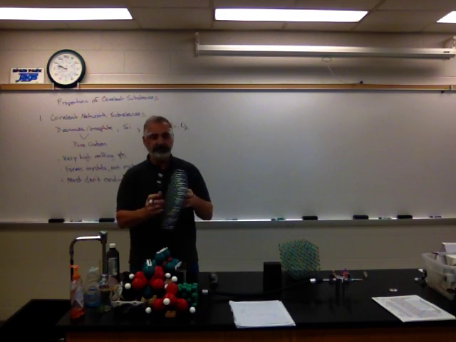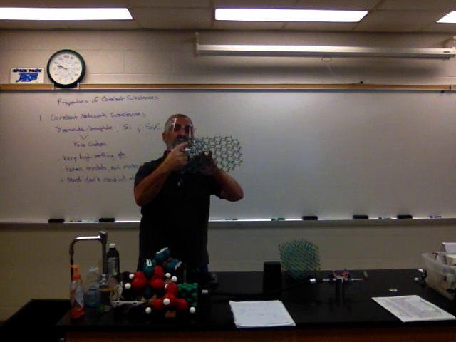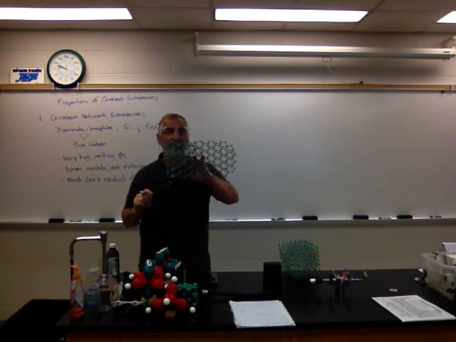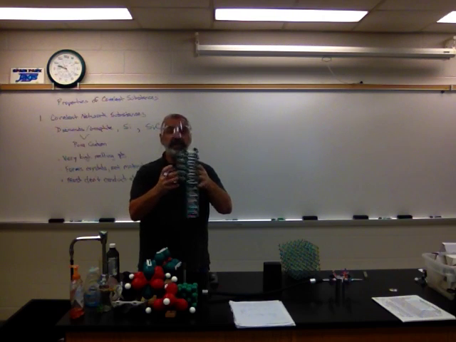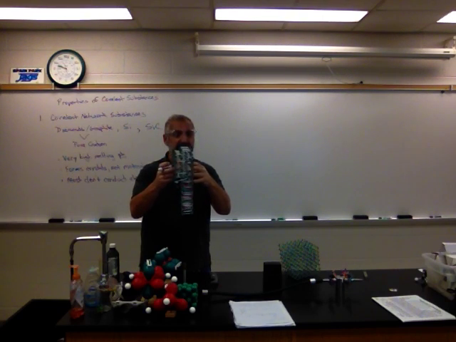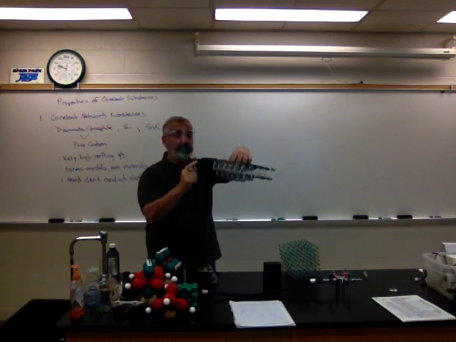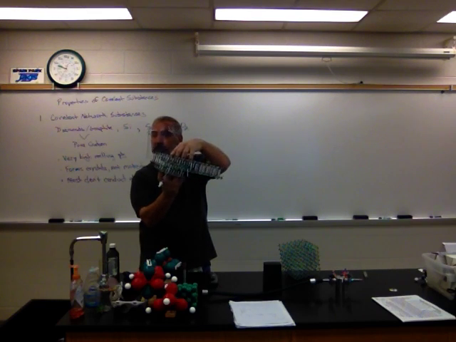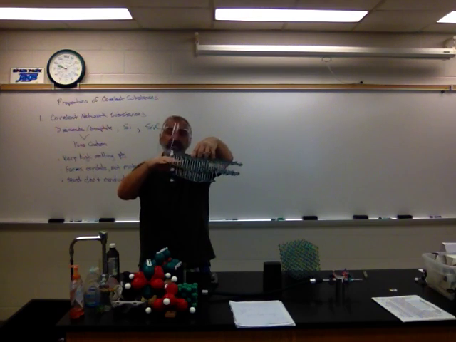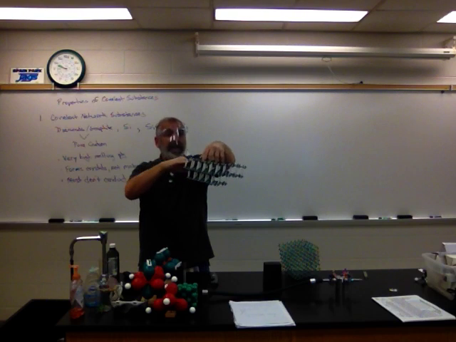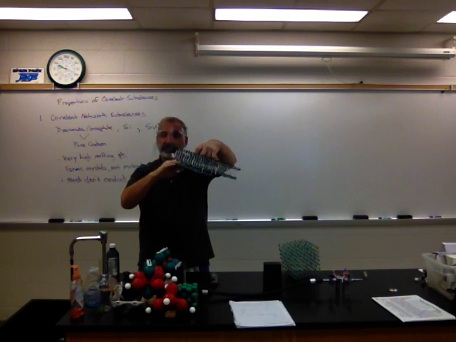But graphite, how many carbons is each other carbon attached to? 3, right? So the shape's going to be trigonal planar. Graphite forms these layers. And each layer has a p orbital perpendicular to it. So all the white are the p orbitals putting the layers together. So you get this layer of carbon, then this cloud of delocalized pi electrons in between, another layer of carbon, and then more pi electrons, and another layer of carbon.